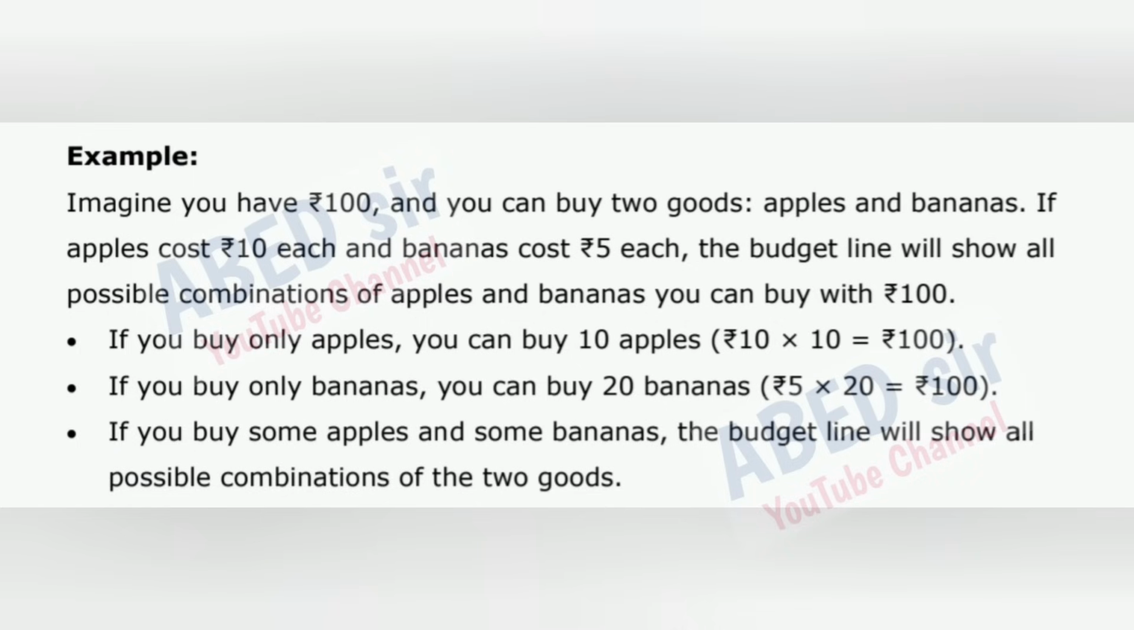If you buy only apples, you can buy 10 apples, 10 rupees times 10 is equal to 100 rupees. If you buy only bananas, you can buy 20 bananas, 5 rupees times 20 is equal to 100 rupees. If you buy some apples and some bananas, the budget line will show all possible combinations of the two goods.